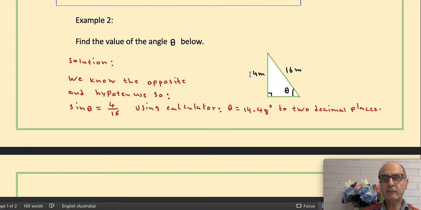Then we have to think, what do opposite and hypotenuse make? If you remember the trigonometric ratios, that is the sine. So we know the sine of theta. Sine of theta is opposite, which is 4, over hypotenuse, which is 16. Now the question becomes similar to part A in the previous example. You press shift, then sine, then enter this fraction into your calculator, and then press equal. You will get 14.48 in your display. That is the value of your angle.